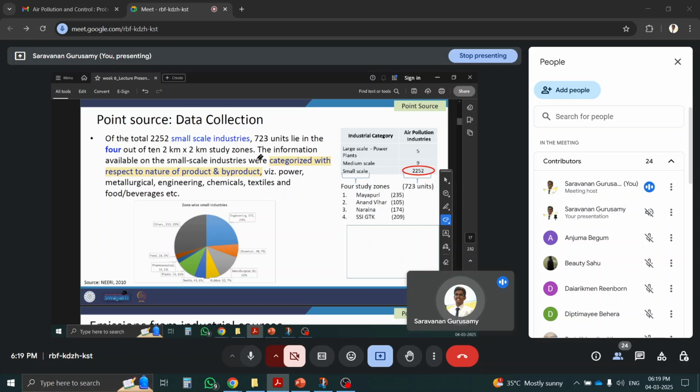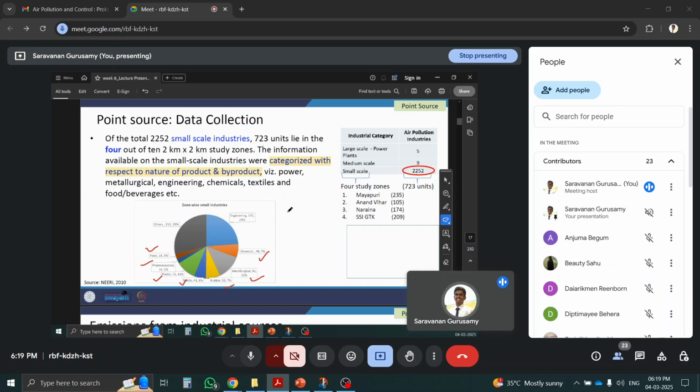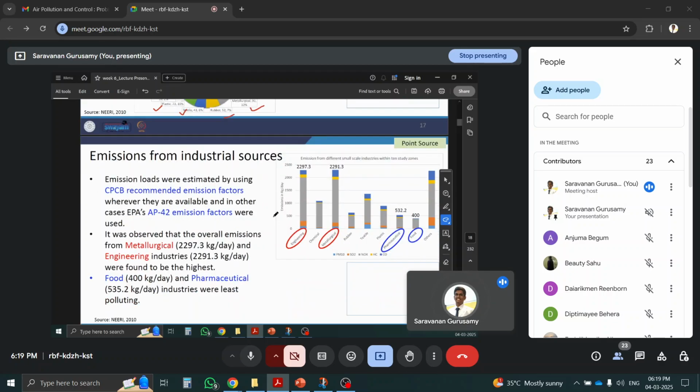And the data was also categorized into nature of product and byproduct, because different industries will vary. So what are the industries producing food products, pharmaceutical products, plastic industries, textile, rubber, metallurgical, chemical. So the inventories are also categorized based on the byproduct and product nature of the industries. So if you see here, the emission level in kg per day will be higher for engineering and metallurgical industries, and pharma and food.